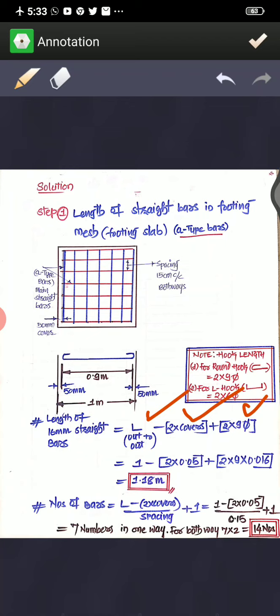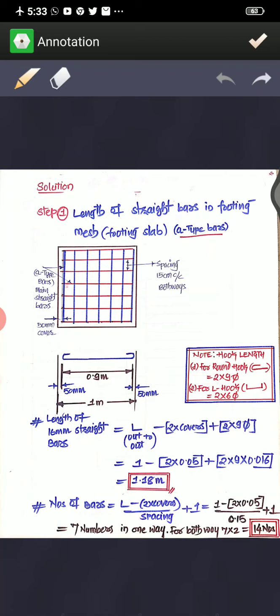So it is going to be 1 meter minus 2 times 0.05 plus 2 times 9 into 0.016. So it is going to be 1.18 meter. So the straight bar length is 1.18 meter.